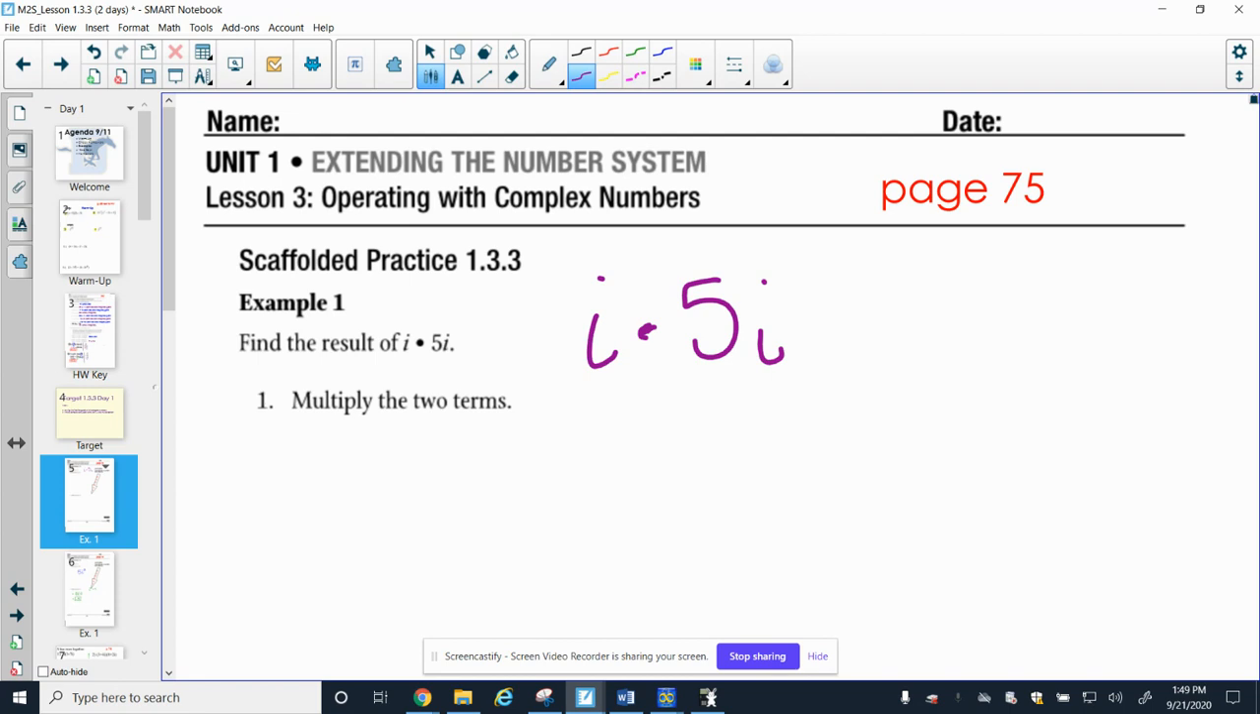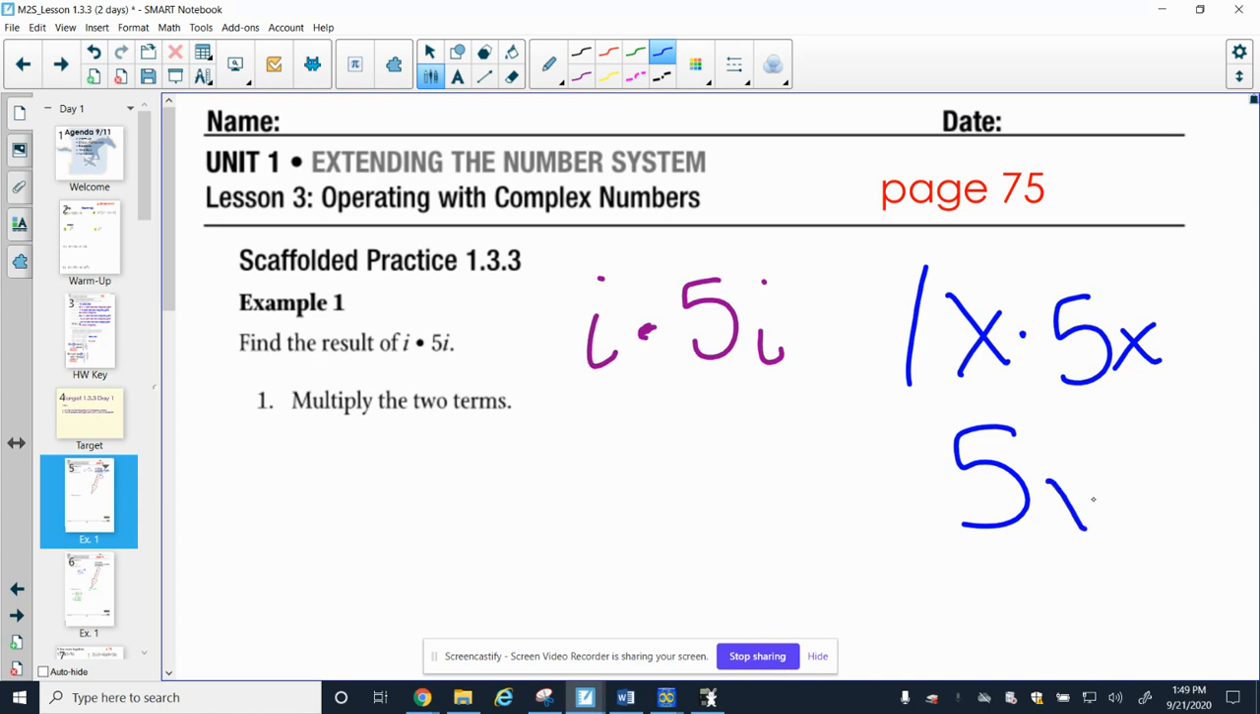So if we were doing i times 5i, it acts a lot like x times 5x. There's really a 1 in front of the x, so we'd multiply the 1 and the 5 to make 5, and multiply the x and the x to make x squared. Keeping that in the back of our head.